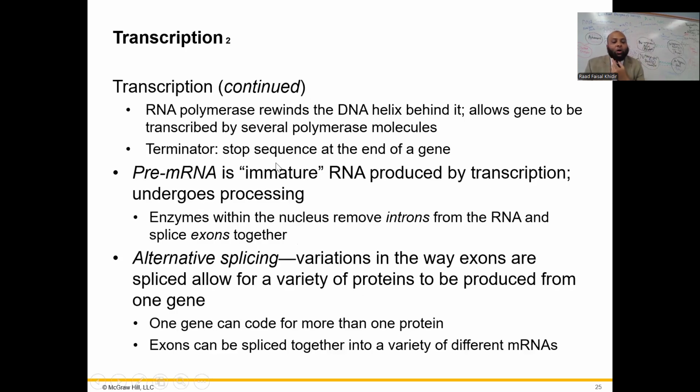Transcription. So the RNA polymerase rewinds the DNA helix behind it. It allows the gene to be transcribed by several polymerase molecules. So it's like a big gang, and each one has a job. When we want to replicate or transcribe, the gang comes. The first one says, I'm going to unwind this double helix, these two snakes who are connected. I'm going to remove this tightness.